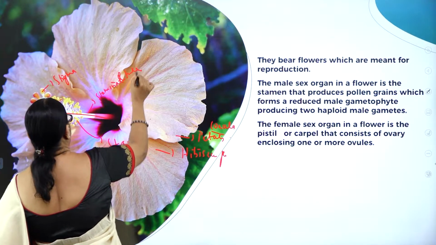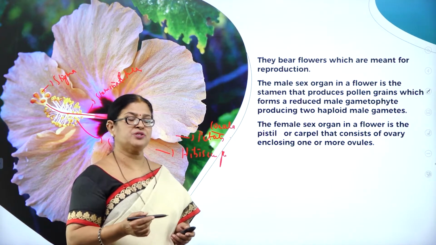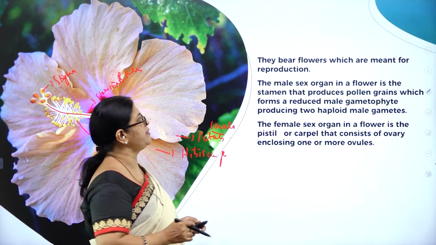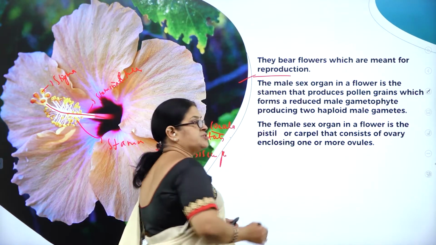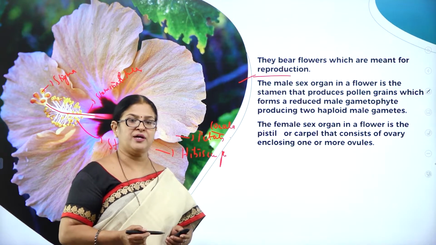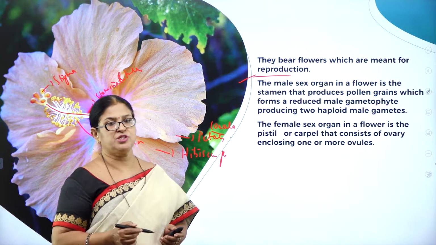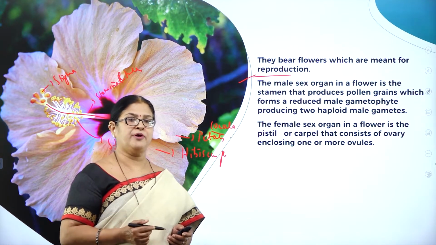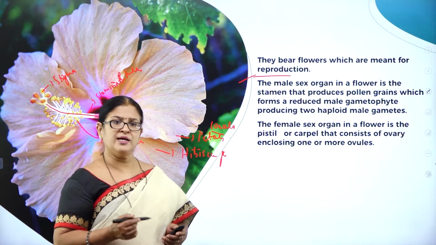Staminal tube. So they bear flowers. As I said, angiosperms are a group of flowering plants. So they bear flowers, which are meant for what? For reproduction. As you know, the male reproductive part of a flower is the androecium, and the units of androecium are stamens, and the female reproductive part of a flower is the gynoecium or pistil, and the units are carpels.